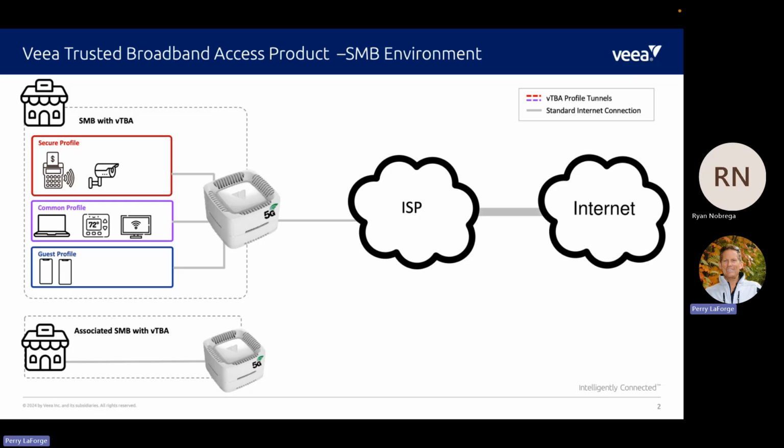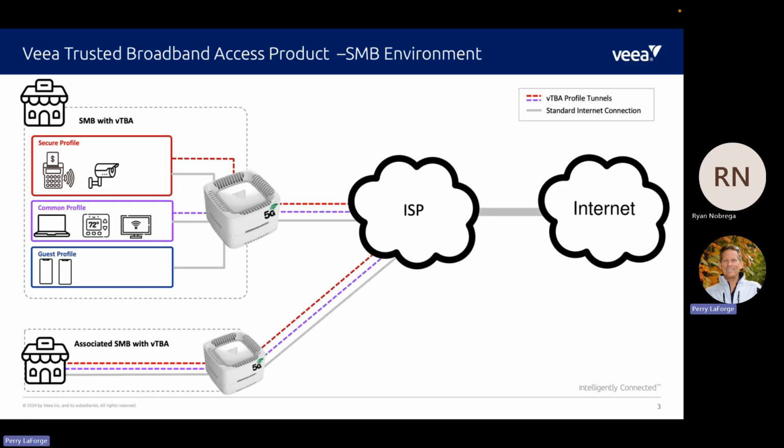The other thing that we've added in terms of the connections, and you can see the connections here, is that, for example, the secure profile goes out through red, through the ISP, and then, if desired, can connect back to the associated SMB at another location. Same thing occurs with the common profile. So for example, if you want to run a print job from one location to another location, say across town, that could be done securely through this system.